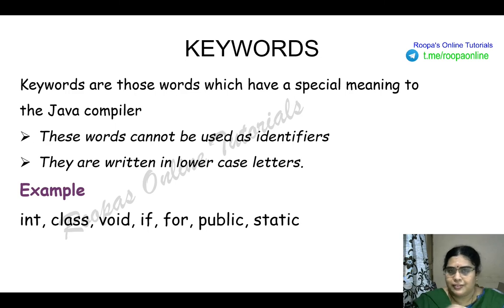There are around 48 to 50 words in Java which are reserved as keywords. Examples here I have given: int, class, void, if, for, public, static. As you practice writing programs, you will become familiar with them. And in your BlueJ editor, these keywords will have a different color, maybe red. Whichever color is set in the editor, generally it is red, so you know that it is a keyword. Hope this is clear.